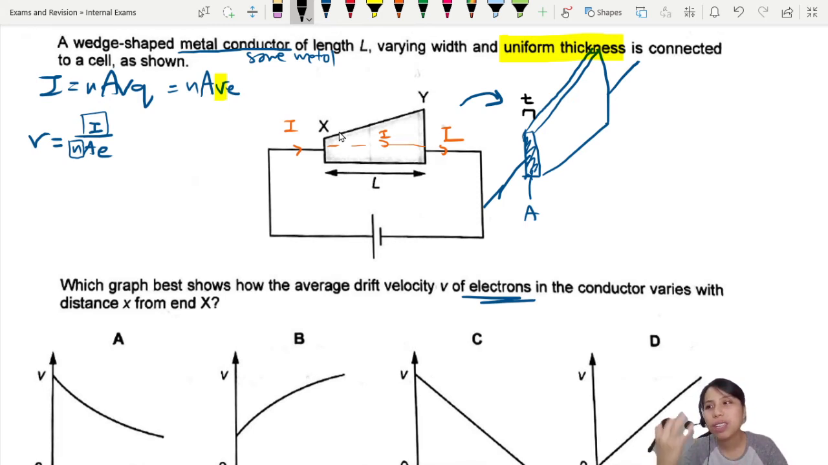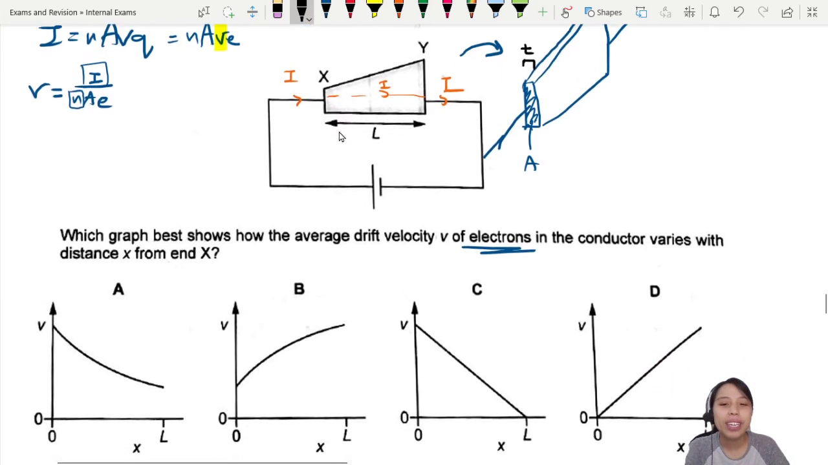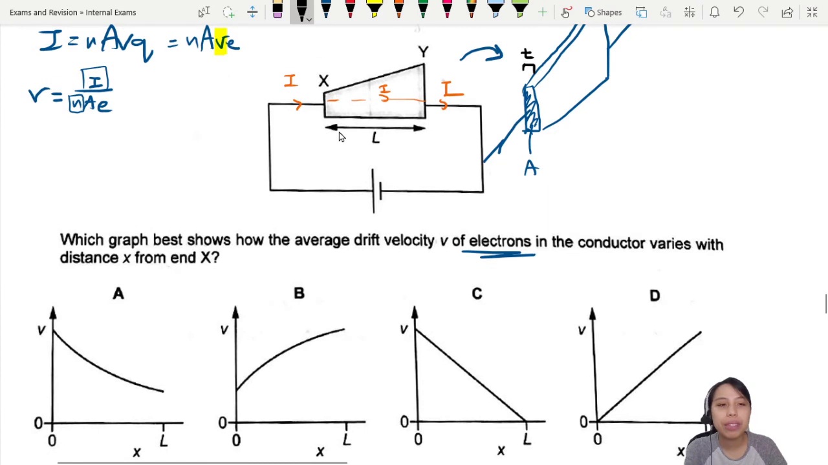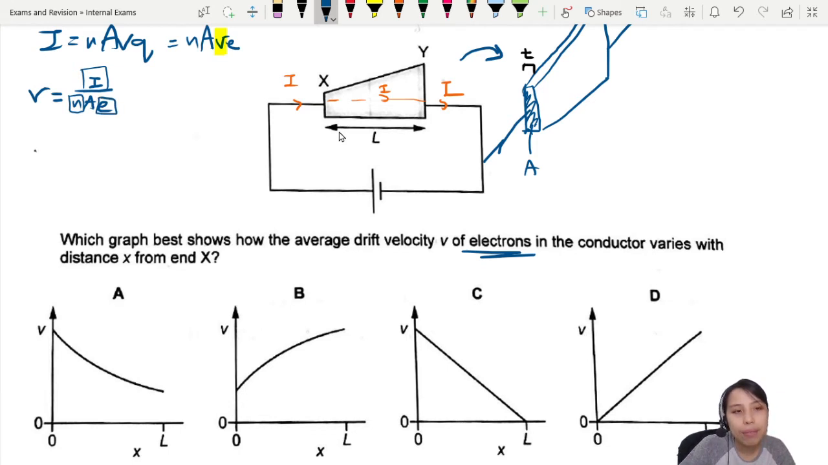So how do we know what the graph is? Based on the equation on the left side there. Is it straight? Is it curved? Let's think about elimination first. Which ones can we cancel out for sure? As we look at this equation, we can conclude that e is a constant. So all we have is velocity is proportional to 1 over area.